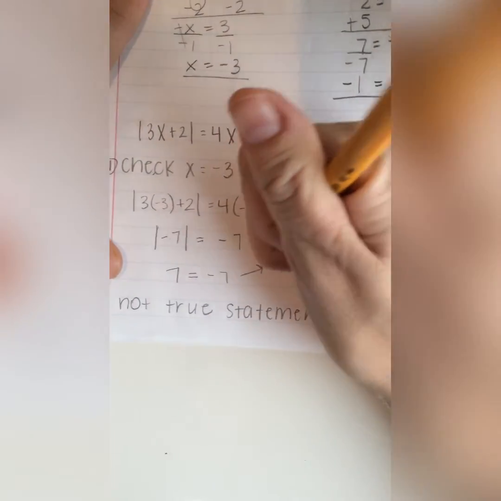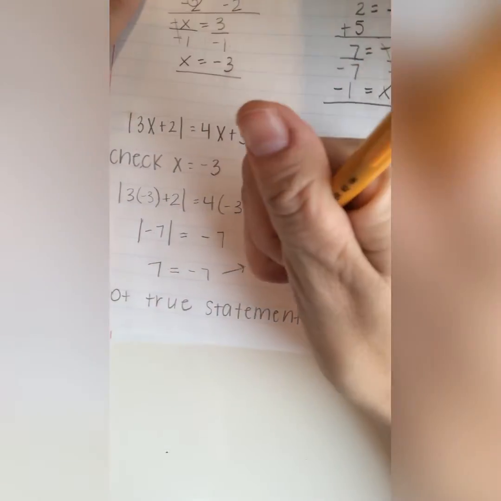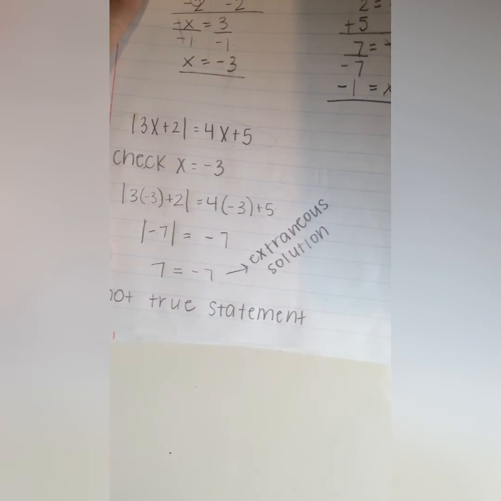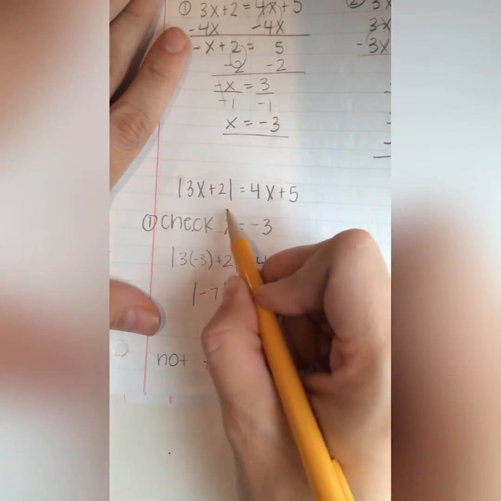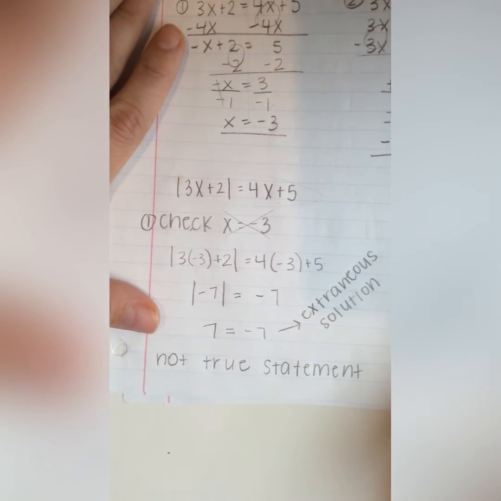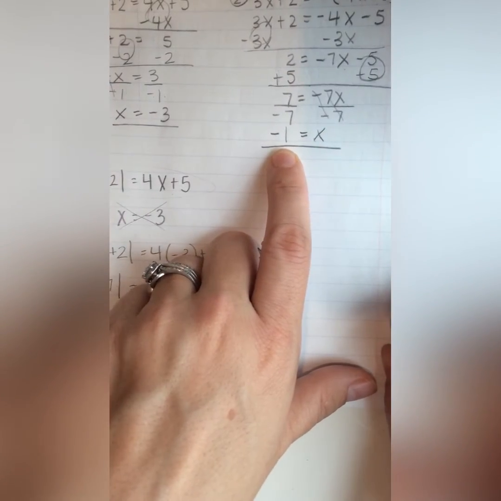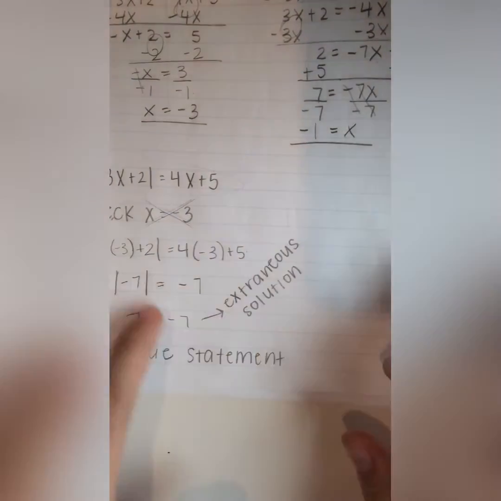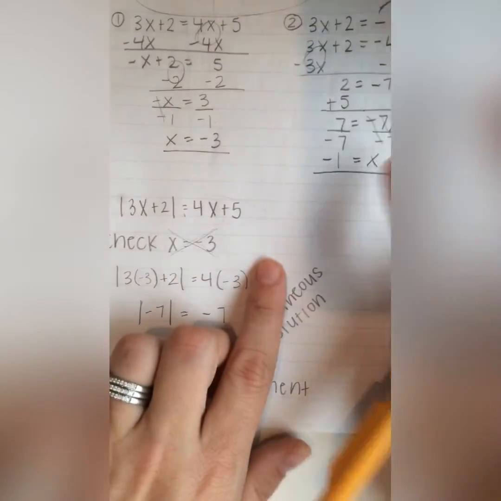Which means we have our first extraneous solution. Which means x equals negative 3 does not work. That is not a solution. So now we need to see whether x equals negative 1 is a solution. If not, then we have no solutions, because this one's already been crossed out. So now we're going to check x equals negative 1.